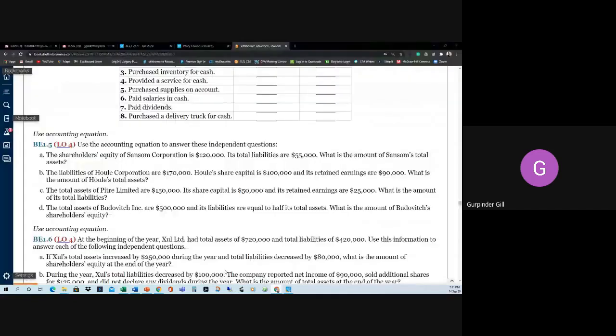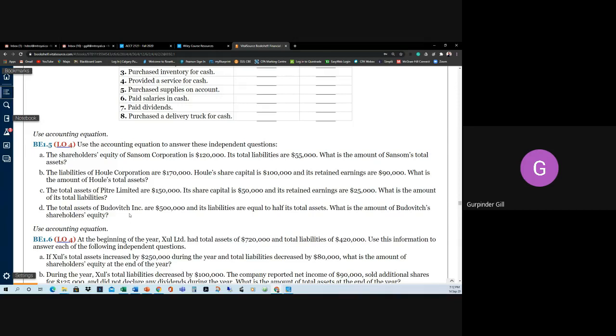Under B, the liabilities of this corporation are 170,000. Their share capital is $100,000 and its retained earnings is 90,000. What is the amount of total assets? We know the liabilities are 170,000. This is where you have to be really good with the format of your financial statements, to know what goes where. That's how we can determine that.